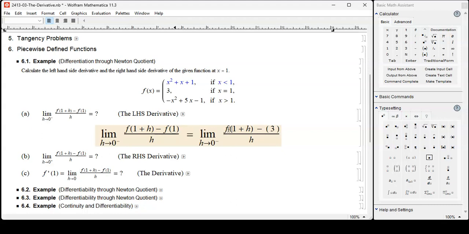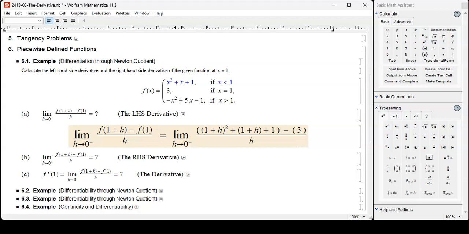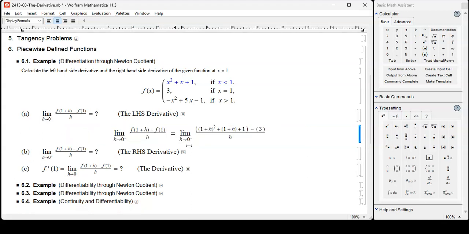Now how about this one? X squared, so 1 plus h squared, plus x, so 1 plus h, plus 1. There you go. That's the computation associated to 0 minus, so left-hand side derivative. I want to emphasize the 0 minus. Yeah, this is large enough.